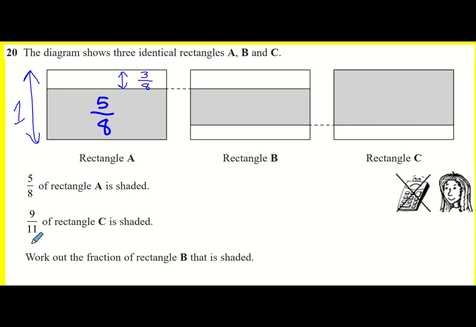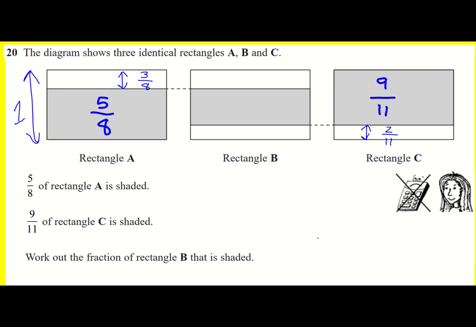We are told that 9/11 of rectangle C is shaded. So in a similar way, this is 9/11. Therefore, the bit at the bottom must be 2/11. How do I know that? Well, again, if together they make 1 whole, 9/11 and 2/11 make 11/11, which is 1 whole.